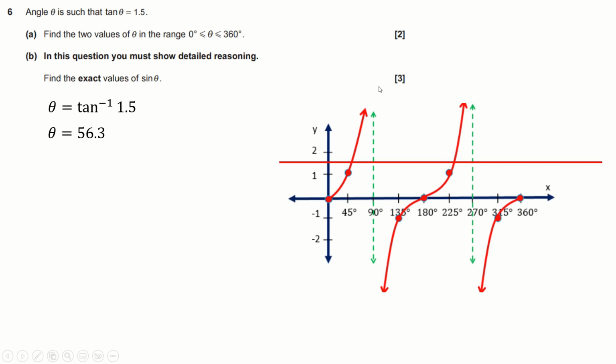Okay, so where is the other value? Well, it's all the way over here, of course. And tan repeats itself every 180 degrees. So all I have to do is do 180 plus 56, and I get my answer of 236. And those will be my two answers.